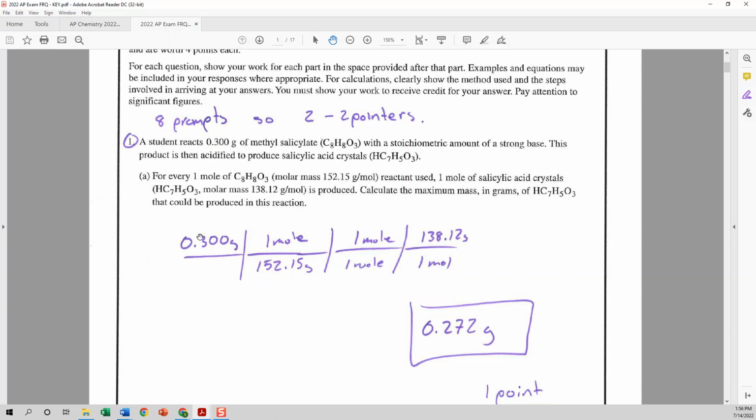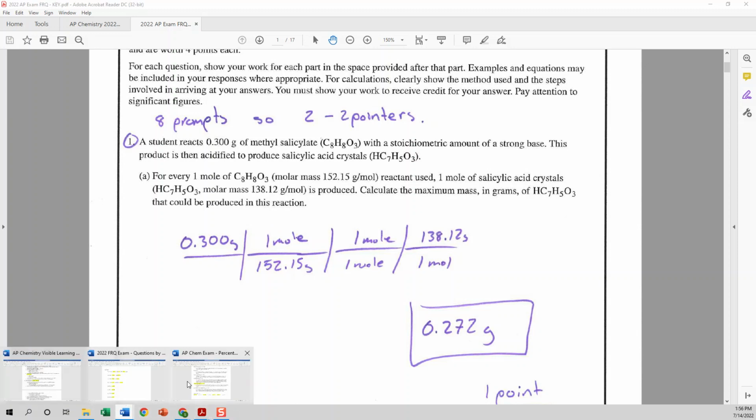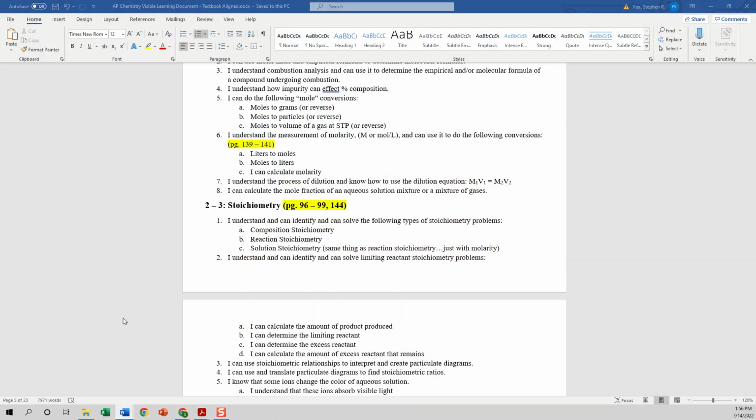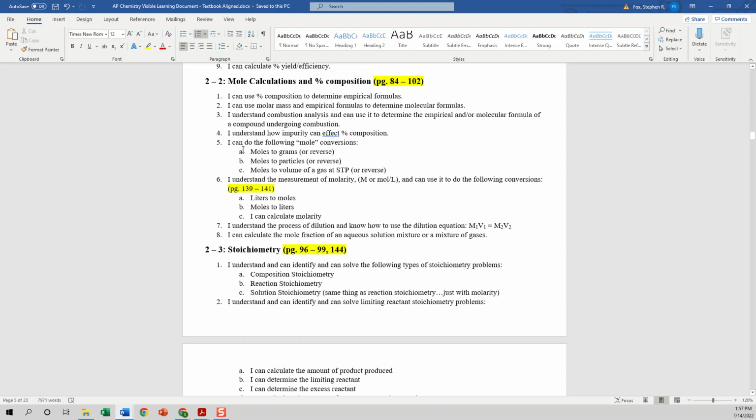So we would take our 0.3 grams and divide by the molar mass to get moles. Our mole ratio is 1 to 1, 1 mole of this for every 1 mole of that. And then we would do the 2-25A again. Whoops, I don't want to do that.